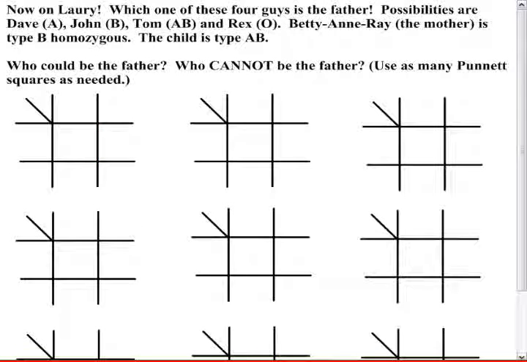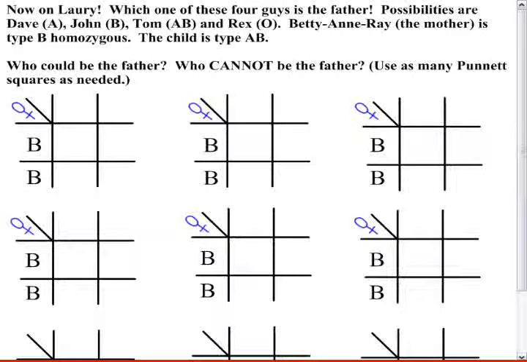Now for the last example question. On the Larry Show, which of these 4 guys is the father? Possibilities are Dave, blood type A, John, blood type B, Tom, blood type AB, and Rex, who is blood type O. Betty Ann Ray, the mother, is blood type B homozygous. The child is type AB. Who could be the father? Who cannot be the father? Use as many Punnett squares as you need. When you are ready, unpause the video for the answer.